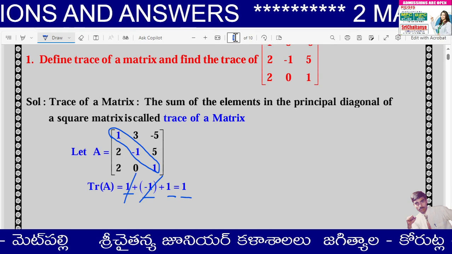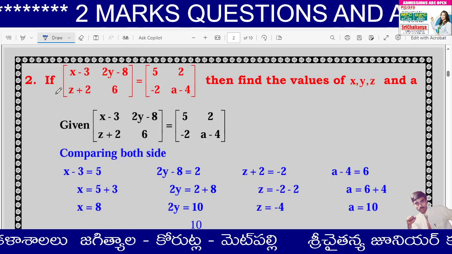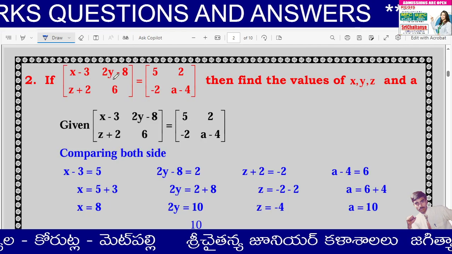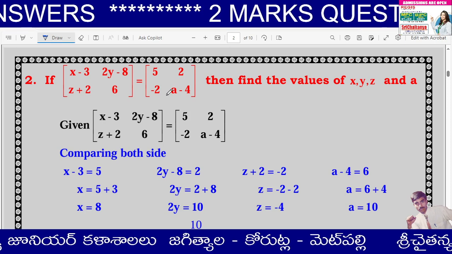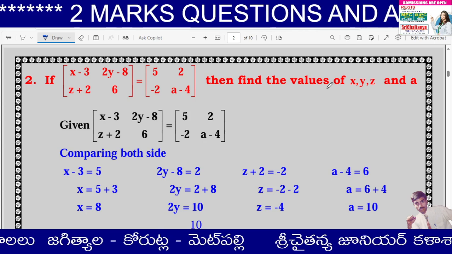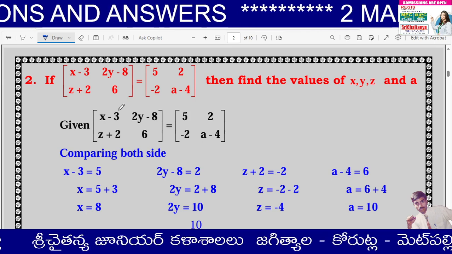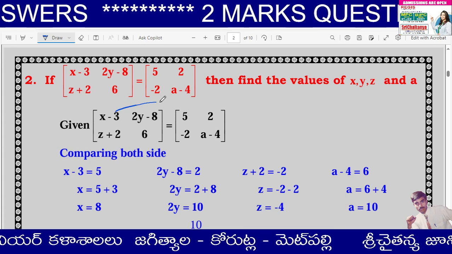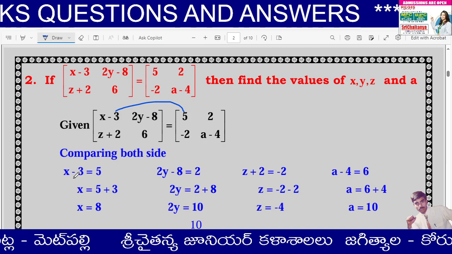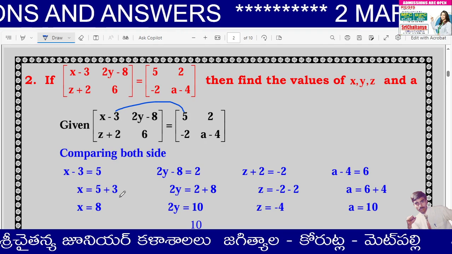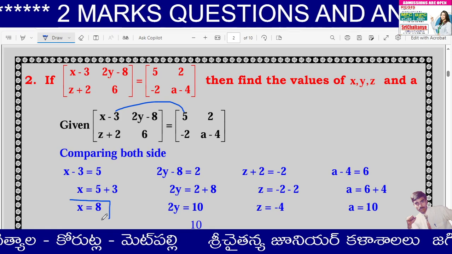Now second question: if x minus 3, 2y minus 8, z plus 2, 6 is equal to 5, 2, minus 2, a minus 4, then find the value of x, y, z and a. Comparing the matrices, first element equal to first one. x minus 3 is equal to 5. Minus 3 goes to the other side, 5 plus 3 equals 8. x value is 8.